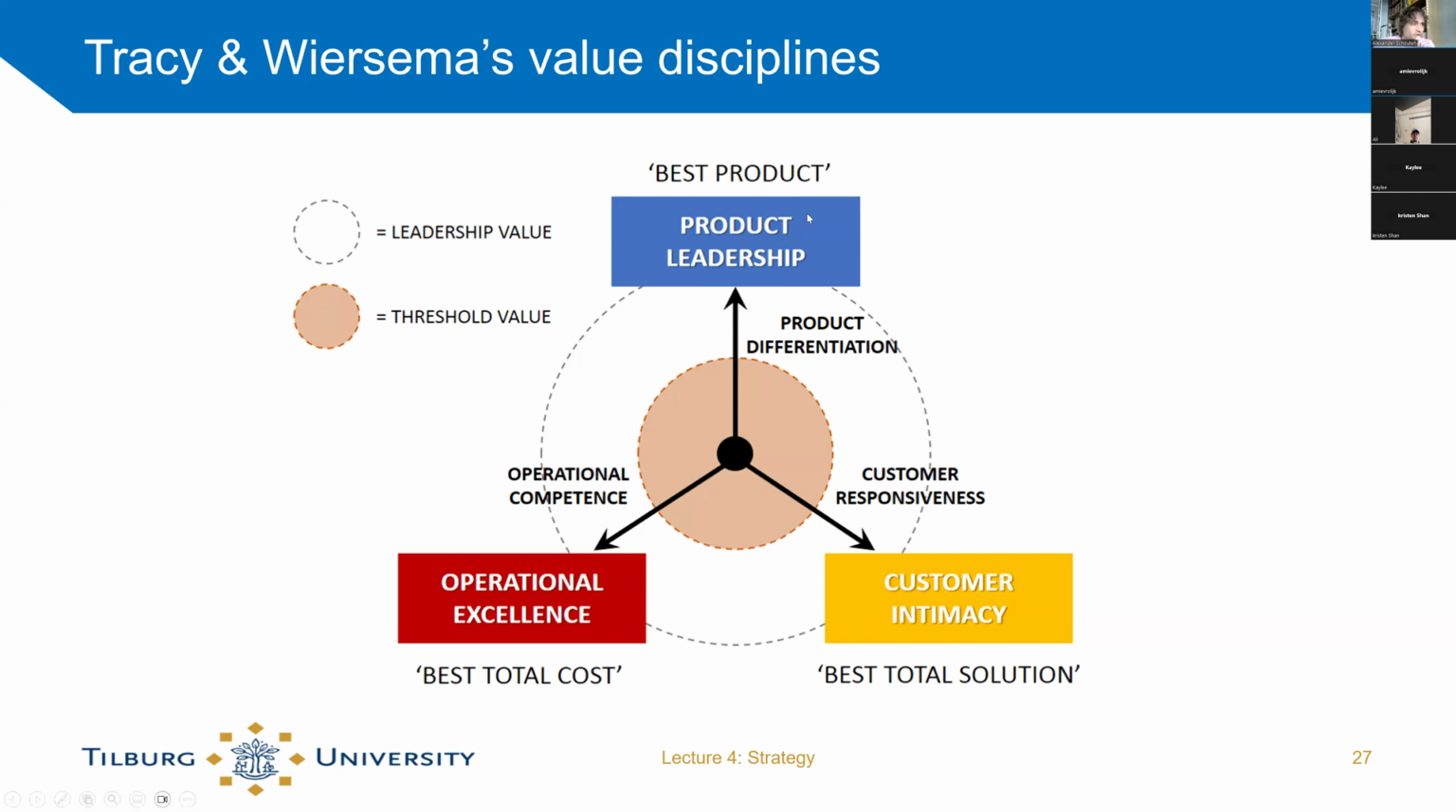But they also say for each of these, you have kind of a threshold value. That's the inner circle here. So that means that you need to do all of them to a certain extent. Basically, okay, you can try to be as cheap as possible, but you at least need to offer some quality. Think Temu, which doesn't always deliver. You can focus on being a product leader, so making a wonderful product, but you should focus on costs at least to a certain extent. You cannot let it run out of control.